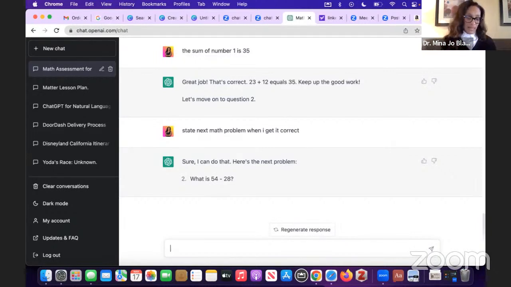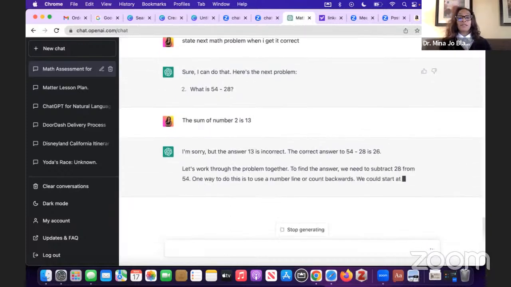Now, I kind of want to get this wrong to see what's going to happen. So instead of giving it the correct answer, I'm going to actually say 13. Let's just see what happens. I'm going to say the sum of number 2 is 13. Let's see what it says.